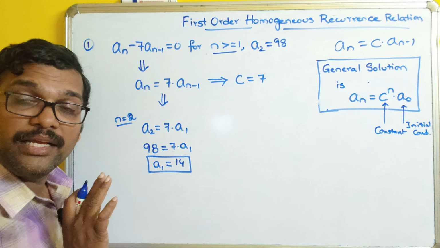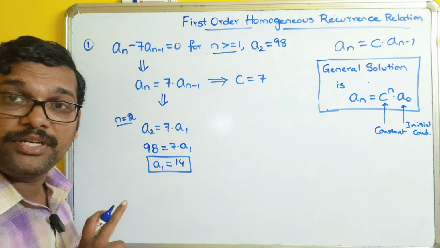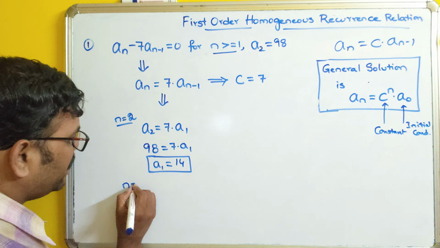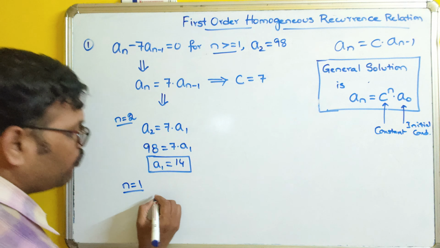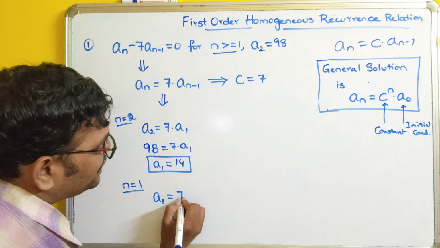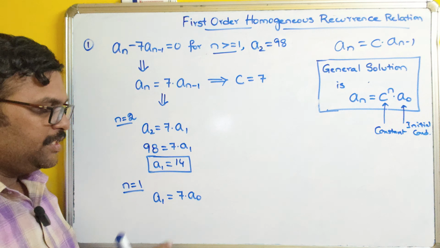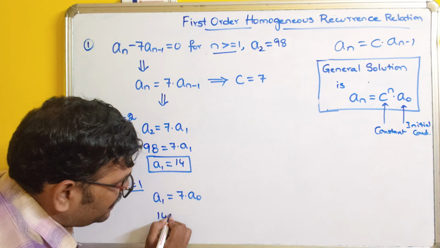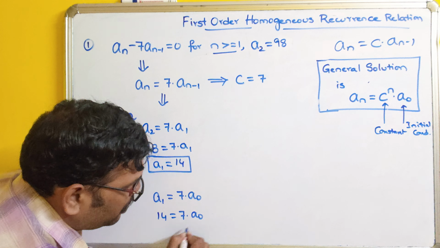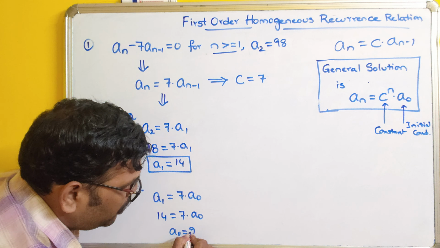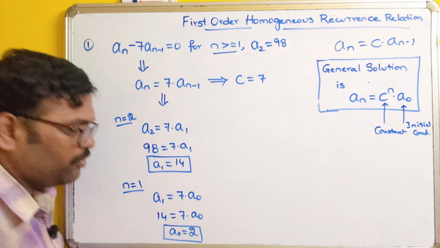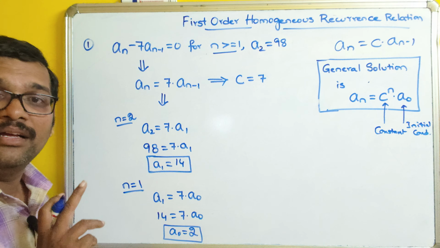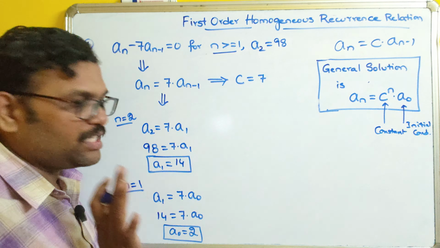Is it sufficient? No, it is not sufficient because we require the a0 value. Now let us substitute n is equal to 1. So a1 is equal to 7 into a0. Here we have the a1 value, so 14 is equal to 7 into a0. That becomes a0 equal to 2. Is it sufficient? Yes. In order to find the general solution, this will be sufficient.